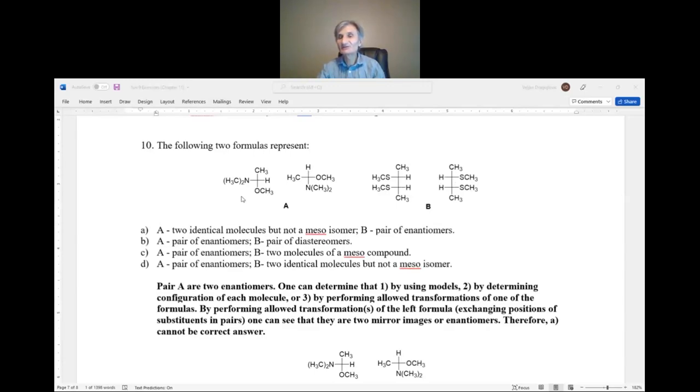While with one chirality center, you have only two possibilities. Identical molecules, but not a meso. With one chirality center, it cannot possibly be meso. You need a minimum of two. So either identical molecules or a pair of enantiomers.